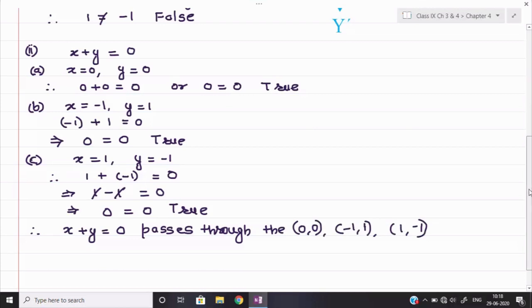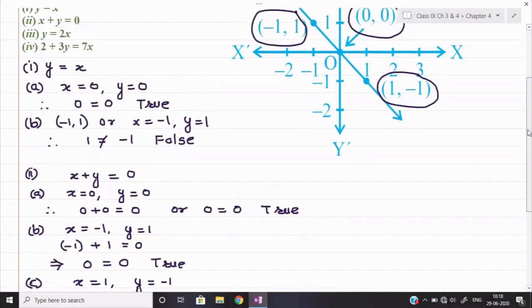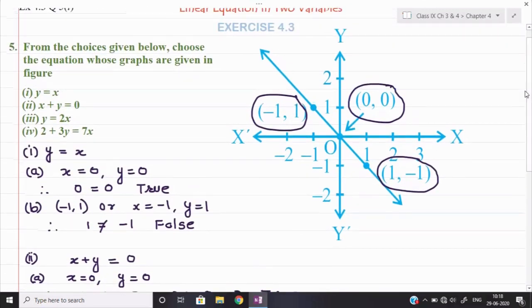Now see, the remaining two equations are remaining. We already got the answer, that it is the second one, but for part number third and part number fourth we have confusion whether it will pass or not.